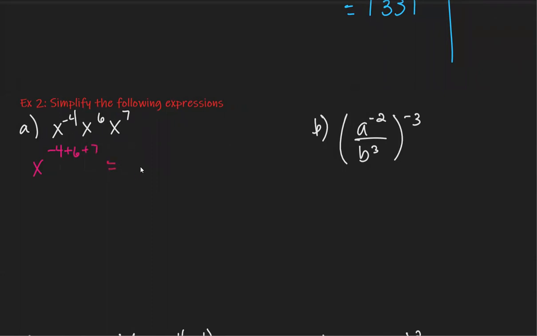So then what do we get here? Well, that's going to be -4 plus 6, which is 2. And then 2 plus 7 is 9. Okay, so that's our answer.